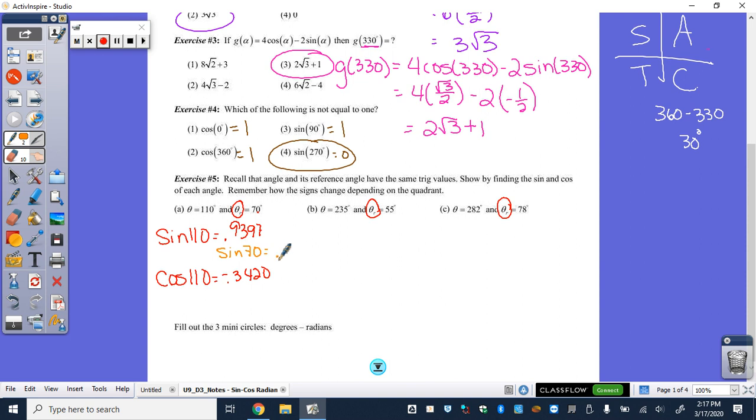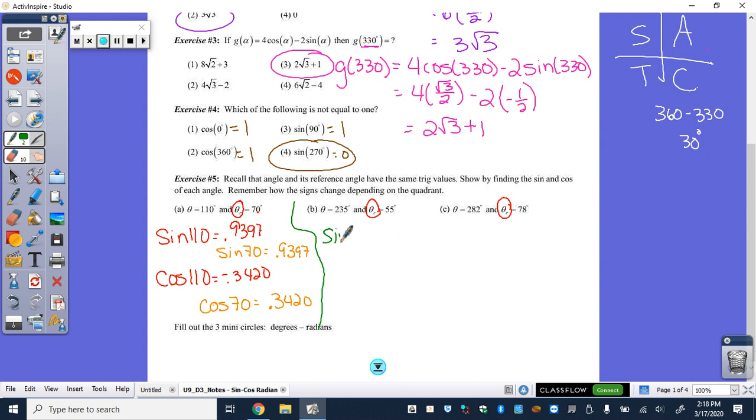Sine of 70 would be the same. However, cosine of 70 would be the same decimal, only it would be the positive version of the decimal, because 70 is in quadrant 1 where cosine's positive, 110 is in quadrant 3 where it is, or I'm sorry, quadrant 2 where cosine is negative.